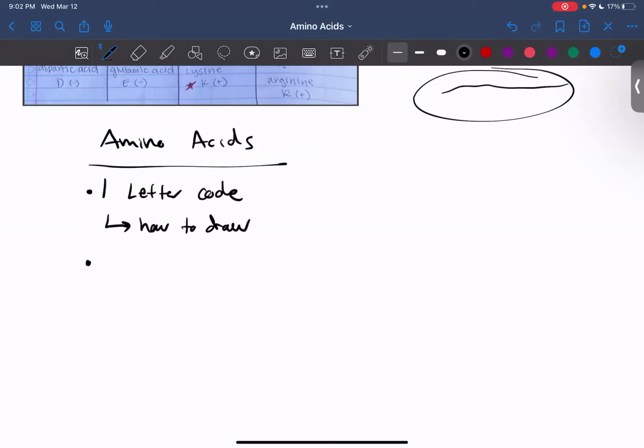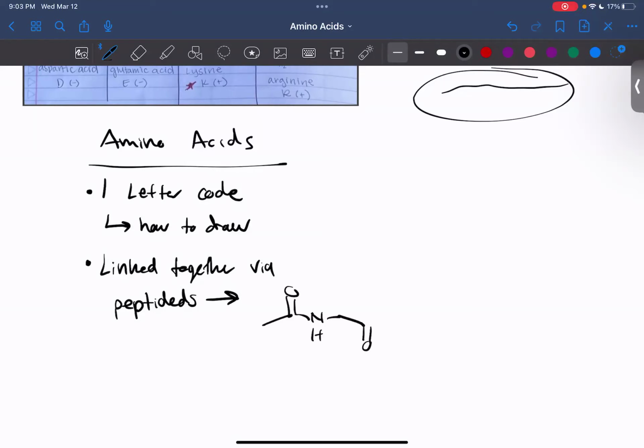Additionally, amino acids are going to be linked together via peptide bonds. A peptide bond is just a fancy word for an amide bond. So we'll draw a little example here. As you can see, we'll cut this off here. These are two amino acids, and those are linked with an amide bond.